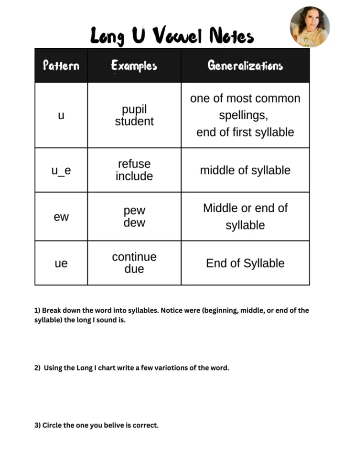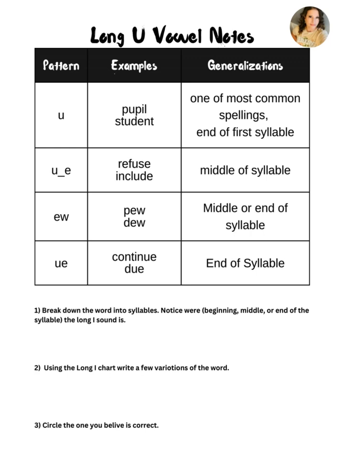The first pattern that we see is just the U. This one is the most common of the spellings, and the long U sound actually occurs at the end of the first syllable, such as pupil and student. The next one down is the U consonant E. This one typically happens in the middle of the syllable. Our examples are refuse and include.